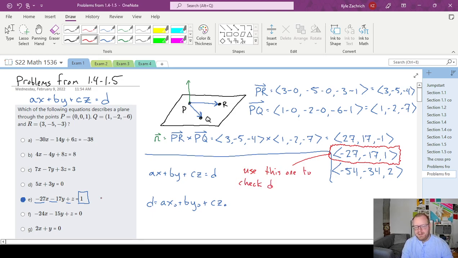Right? We're going to use this one to check d, because that's how it appears in this equation here. So that's going to be our ABC: negative 27, negative 17, 1. And our point is going to be, again, any point on the plane. I'm going to choose P because it's got 0, 0, 1. But any of these points, if we've done this correctly, should give us that 1 value. But I'm going to choose P.